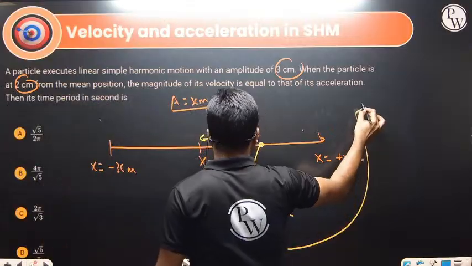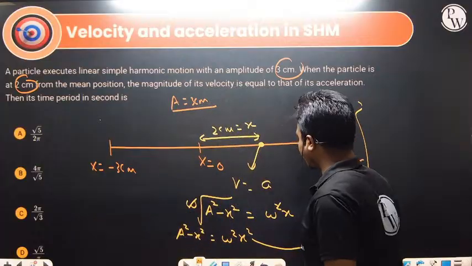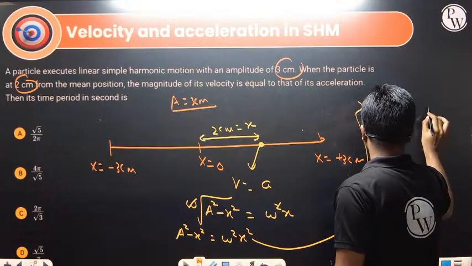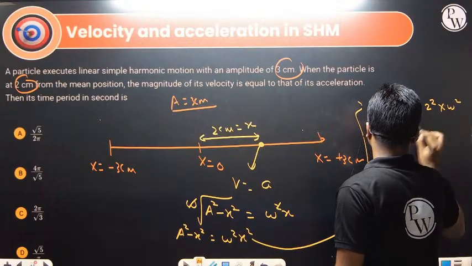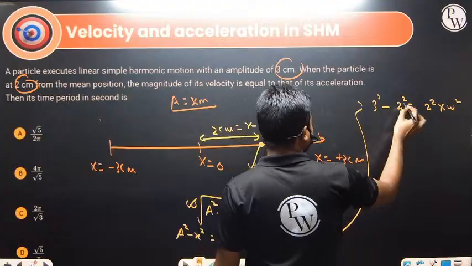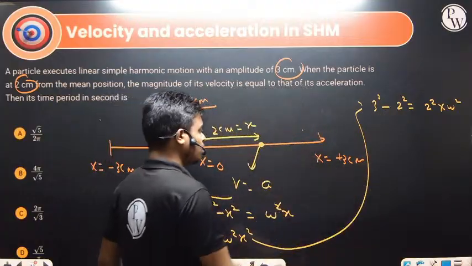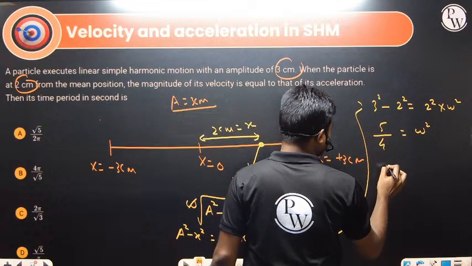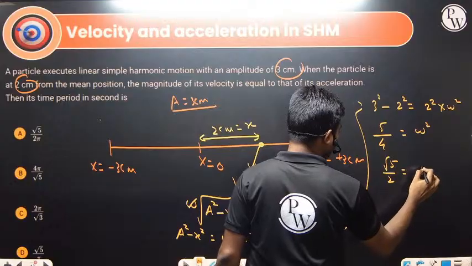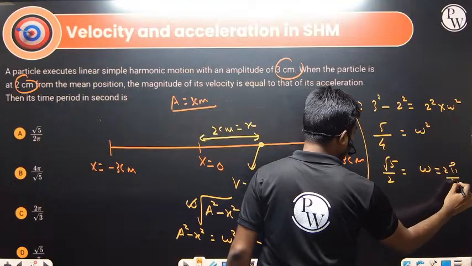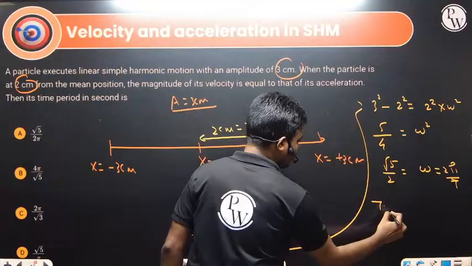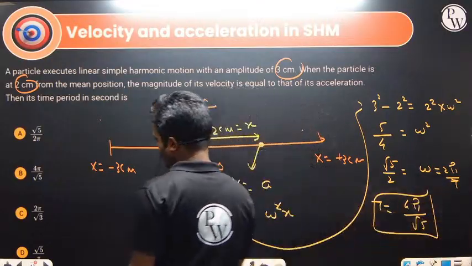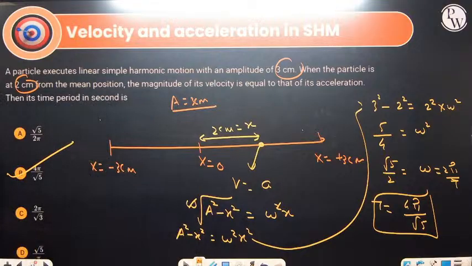Just substitute and find out the time period. That's it. So what is amplitude? 3 square minus 2 square is equal to 2 square into omega square. So how much did we get? 9 minus 4, 5. 5 by 4 is equal to omega square. So root 5 by 2 is equal to omega. And what is omega? 2 pi by T. So what is the time period from here? This will be 4 pi by root 5. Clear? Again the answer is option B, 4 pi by root 5.